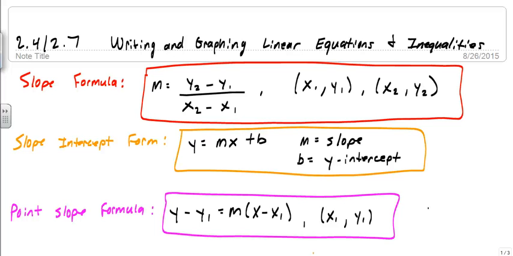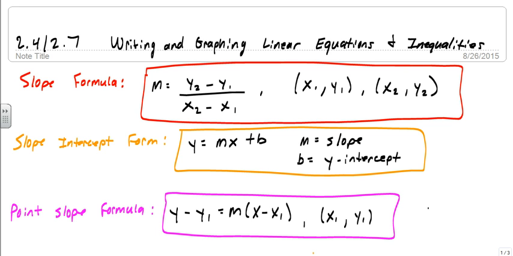Today we're going to talk about writing and graphing linear equations and inequalities. This is going to be real quick. Just got some formulas here for you to look at: the slope formula, the slope-intercept form, and point-slope formula. And these are the three things that you're mainly going to use when you're given information to try and graph a line. So first you have the slope formula.